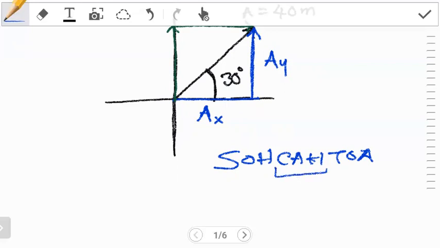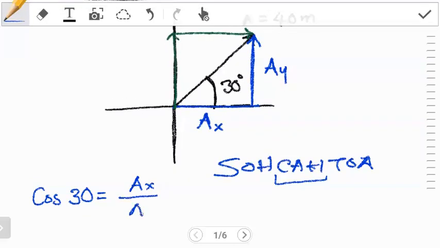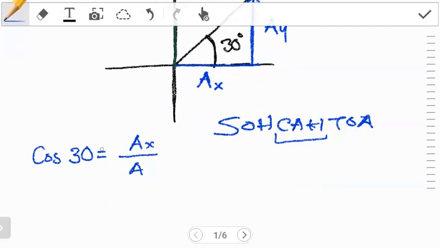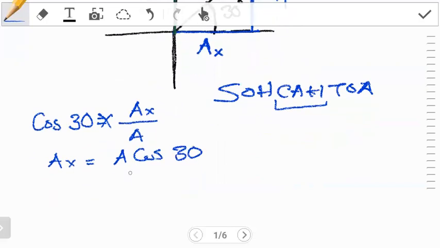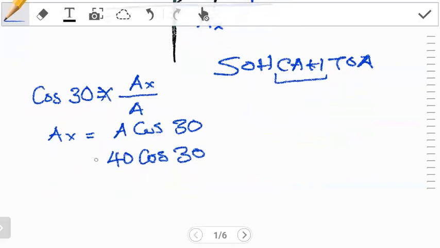So if we use this part, we see that cos of the angle, which we're given, which is 30, is equal to the adjacent, which is Ax, over the hypotenuse. And the hypotenuse is the vector A itself. So if we cross multiply here, what we now have is Ax is equal to A cos 30. Now, what is A? A is the vector A, which is 40 cos 30. So from here, we can simplify this.